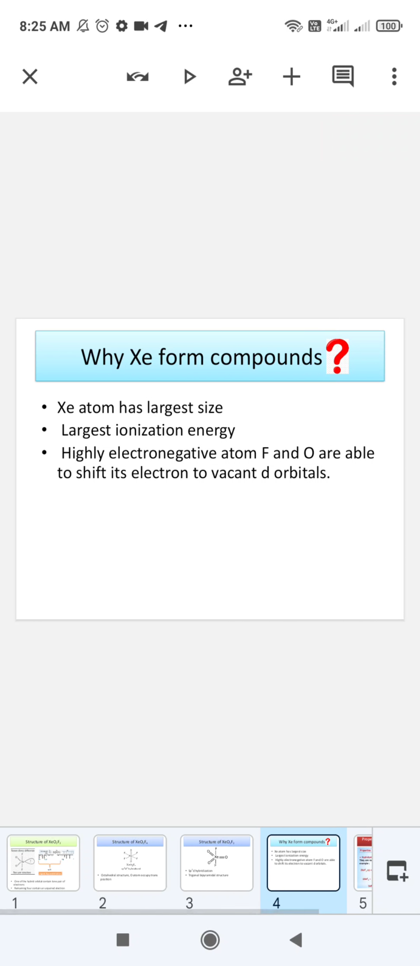Now, why does xenon form so many compounds? Xenon atom, when comparing with the other noble gas elements, has the largest size, and xenon has the lowest ionization energy, so it can easily form sigma bonds with electronegative atoms like fluorine and oxygen, and fluorine and oxygen are able to shift their electrons to the vacant d orbitals of xenon. That's why xenon forms compounds with fluorine and oxygen.